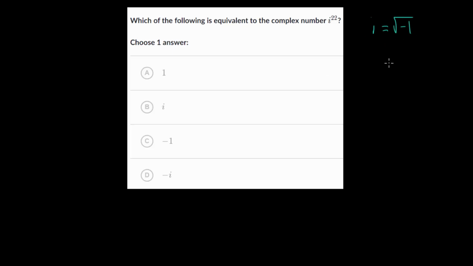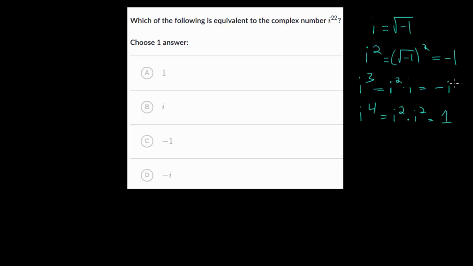And for these problems, it's helpful to remember the cycle. So i squared, remember, we are just taking the square root of -1 and we're squaring that. So square and square root will cancel each other and we just get back -1. i to the third can just be rewritten as i squared times i. i squared is -1, so this just becomes -i. And i to the fourth is really just i squared times i squared, and we have -1 times -1, which is +1. And then it's going to go in a cycle.